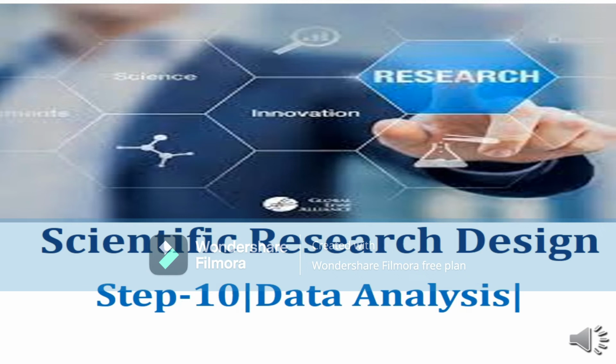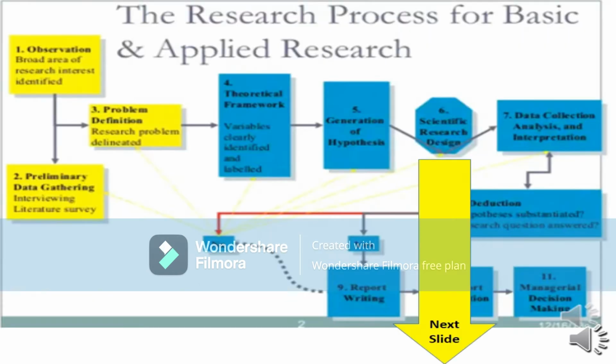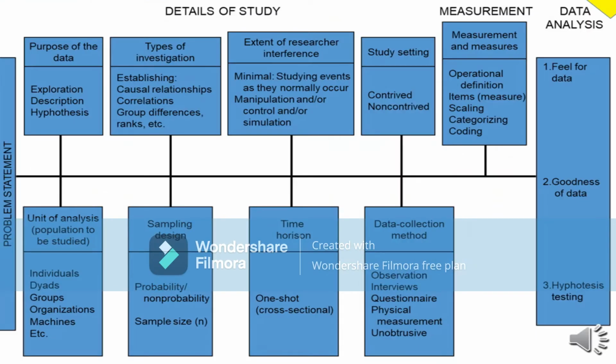Today we will discuss the scientific research design step 10, data analysis. As you know, the research process for basic and applied research has step 6, scientific research designs, and further we described and explained the scientific research design process. The scientific research design process is based basically on three main areas: detail of study, measurement and data analysis.